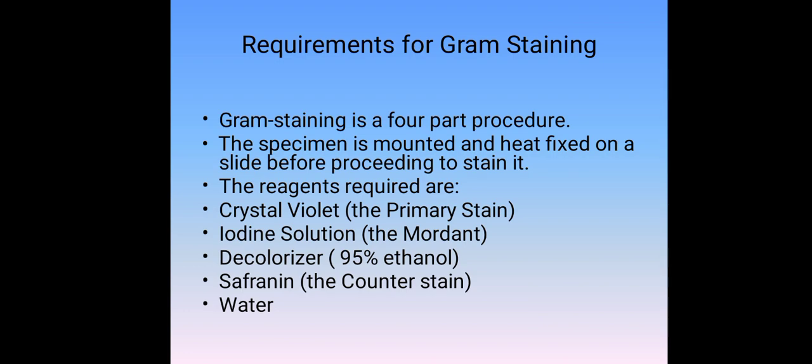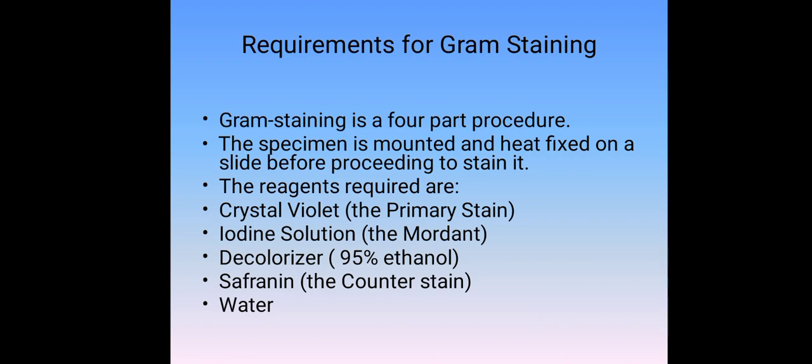The different reagents required during the staining procedure are as follows. The first stain which we apply on the bacterial smear is crystal violet, also known as the primary stain. The second one is Gram's iodine solution, which acts as a mordant. We know that the mordant is responsible for forming an insoluble complex with the primary stain, and it fixes this primary stain onto the bacterial cell.